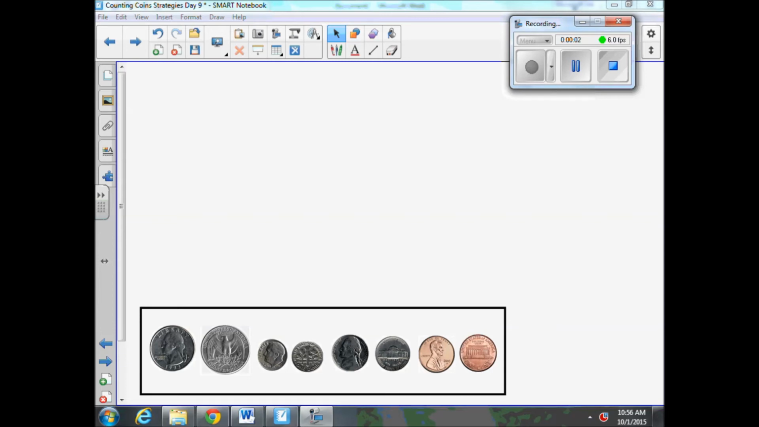Okay, we're going to talk about coins. You've been identifying the coins, talking about value, and today we're going to start talking about how to count coins. And there's some important things we need to know.